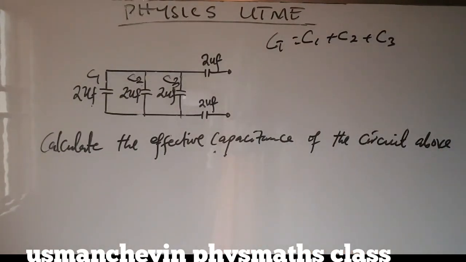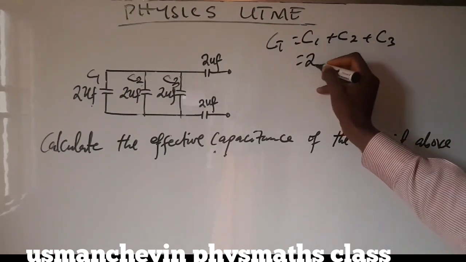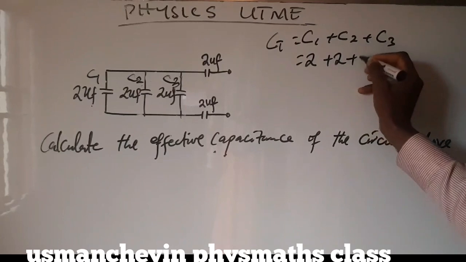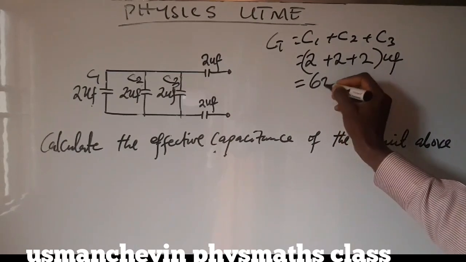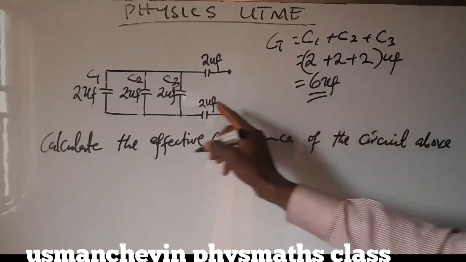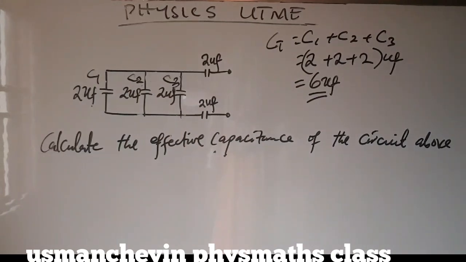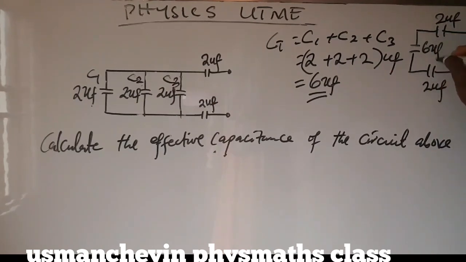When capacitors are in parallel, you should just add them up to look for the total capacitance. So this is going to give us 2 microfarad plus 2 plus 2, all in bracket, microfarad, and this is going to give us 6 microfarad. It means that the total capacitance of the parallel part is 6 microfarad, and automatically this circuit will turn into something like this. So this is 2 microfarad, this is 2 microfarad, and of course this is going to be 6 microfarad.